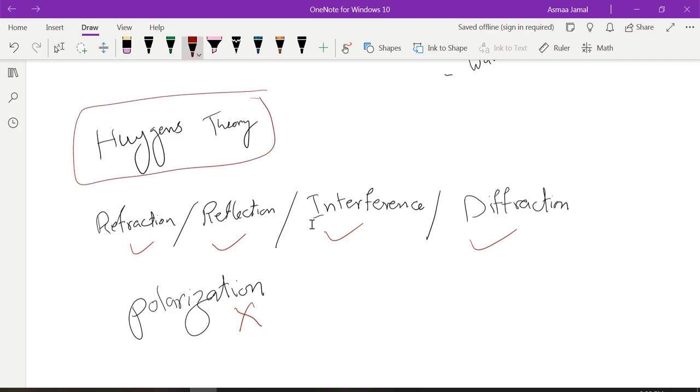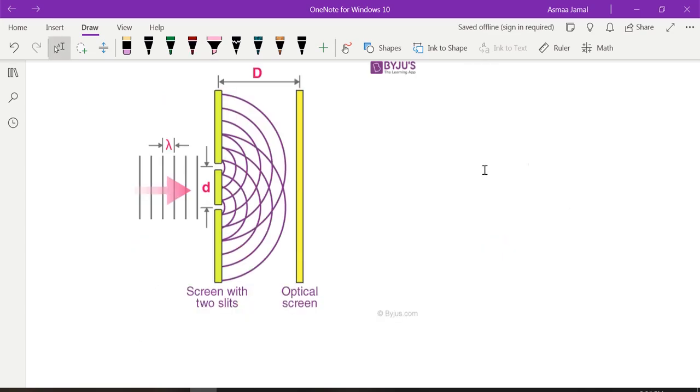It states that all points in the wavefront are secondary sources for light. For example, we have here a source of light. This is the primary source, the main source of the light. So here we have the points of the light. According to Huygens' theory, each one of those points is a secondary source of light. So this light will spread like that around this point.